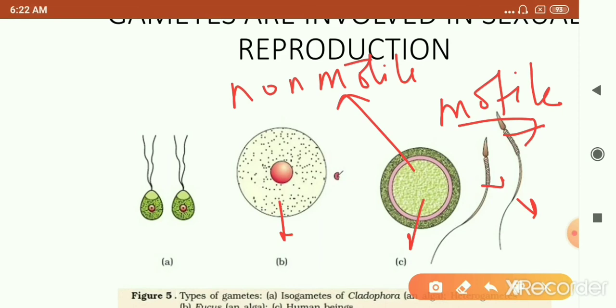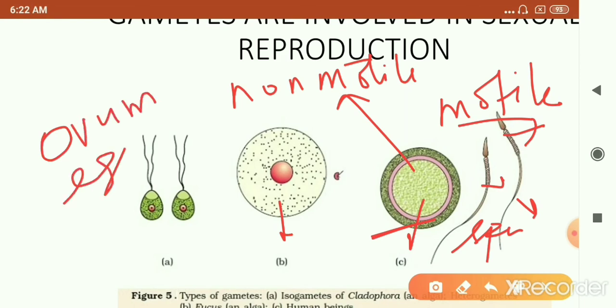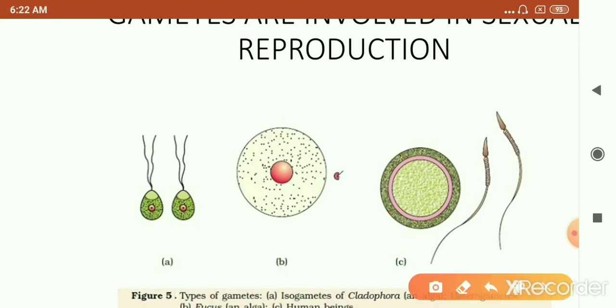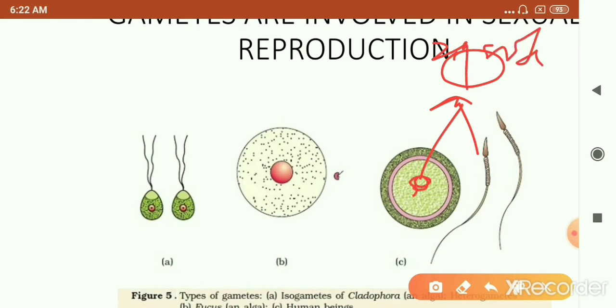In animals, the small motile male gamete is also referred to as sperm, whereas the non-motile female gamete is also called ovum or egg. In lower animals or plants the gametes are almost identical, but this you don't find in higher ones. The female gamete or ovum generally stores food. So when the male and the female gametes fuse, the zygote that is formed will use up the food stored in the female gamete, and thus it develops.